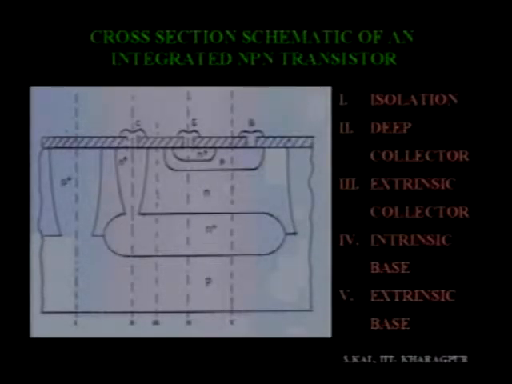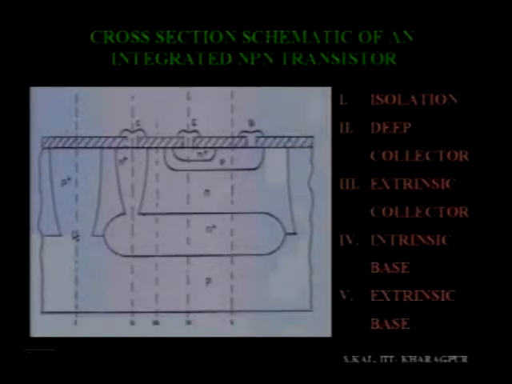In integrated monolithic transistors, the main feature is that all the connections, whether from base, emitter, collector, or substrate, are taken from the top surface of the chip. Here I had already explained the different regions of the cross section of this integrated NPN transistor.